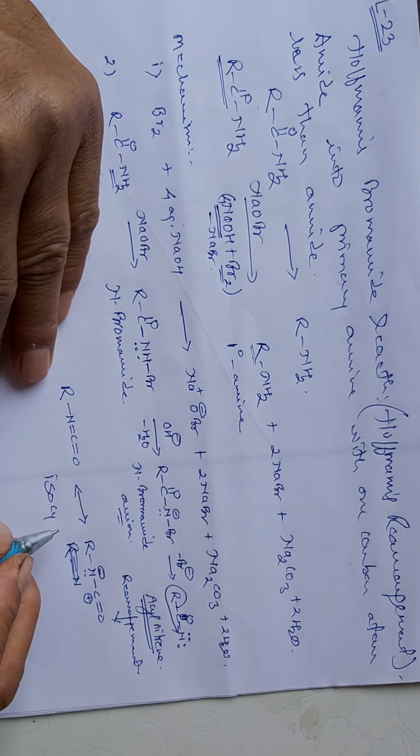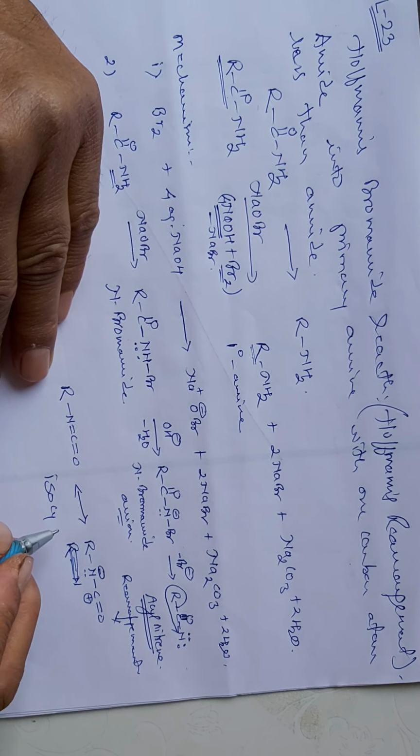So this is your primary amine which is obtained in this reaction, and this carbon dioxide further reacts with two molecules of sodium hydroxide, giving Na2CO3 plus H2O. So this is the reaction which is taking place with the carbon dioxide. This is nothing but Hofmann's rearrangement, also called the Hofmann bromamide reaction, because the bromamide is the intermediate obtained in this reaction. So it is also called Hofmann's bromamide reaction or Hofmann's rearrangement.